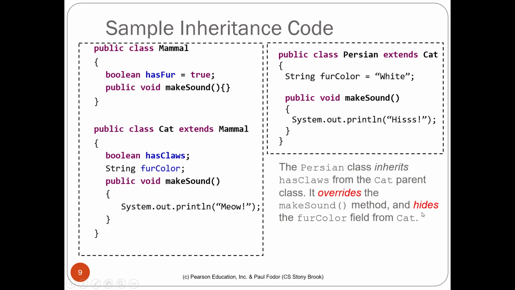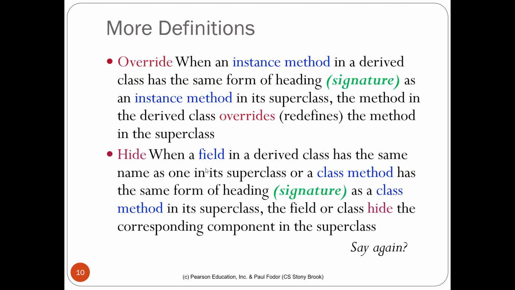And here the fur color that you have in the Persian class is hiding, right? The fur color will hide the fur color data member that we have in cat. So I have this definition of hiding and overriding in my next slides. All right, yeah, here you go.